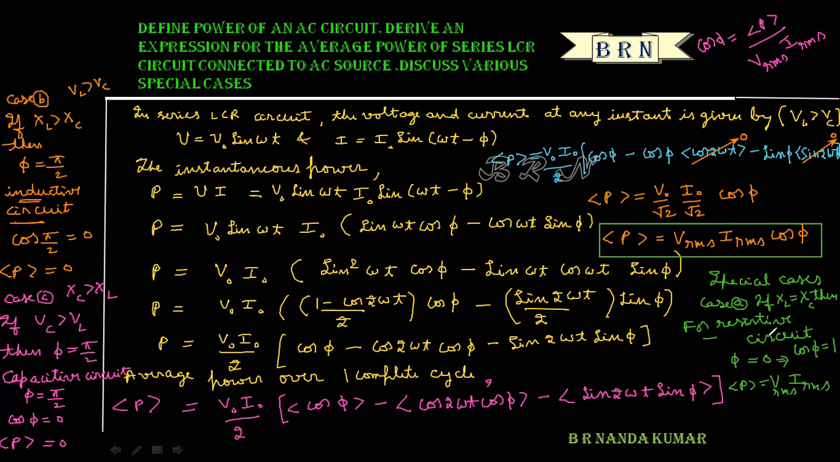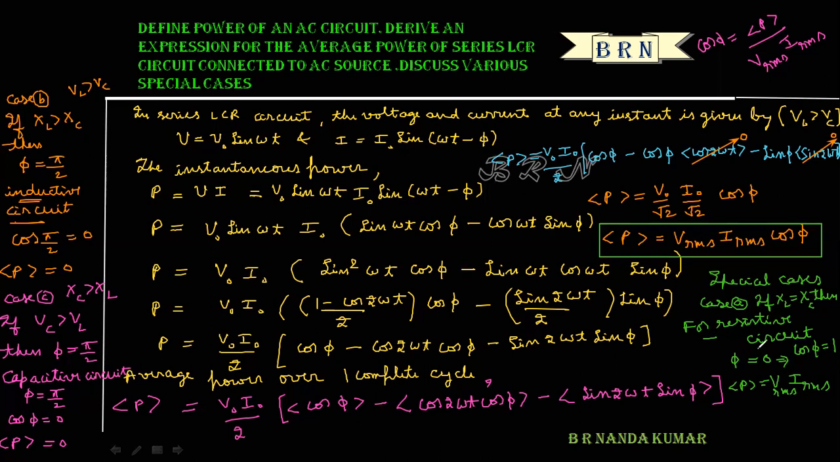So for a purely resistive circuit, current and voltage are in phase. There is no phase difference between current and voltage. For a purely inductive circuit, there is a phase difference between the current and voltage, that is pi by 2 radians. In this case, the current lags behind the voltage by an angle pi by 2 radian. For a purely capacitive circuit, there is a phase difference between current and voltage, that is pi by 2 radian, and in this case the current leads, is it not? For a purely capacitive circuit, current leads the voltage by an angle pi by 2 radian.